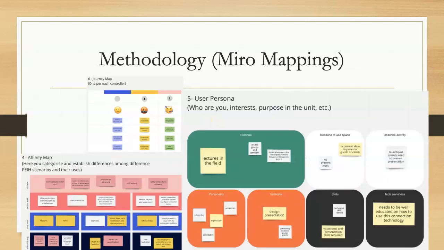I then used affinity mapping to categorize and then establish differences among different scenarios and their users. As this helps me to further develop an understanding of the problem area, the user persona was used to define the interests, purpose, and the client's needs and expectations. And I used this for the Launchpad problem area, and I used journey mapping for the clients to see how the client is affected by the problem area and how this impacts them.